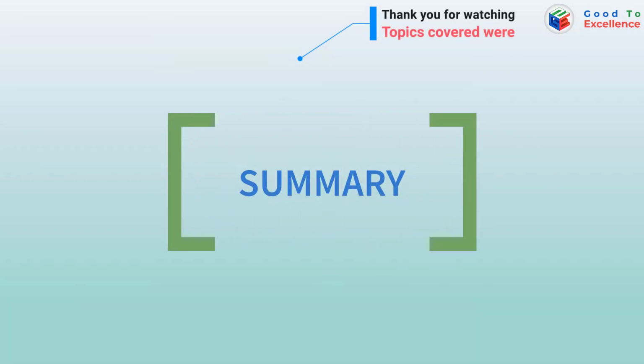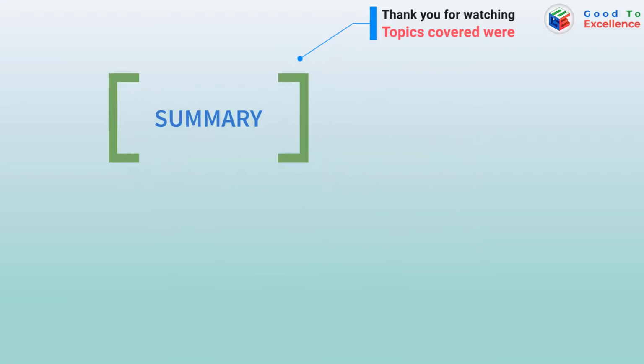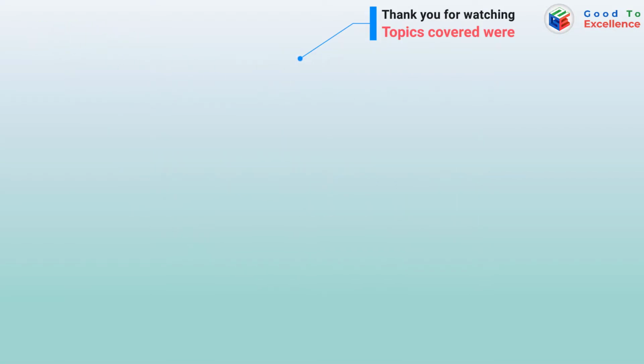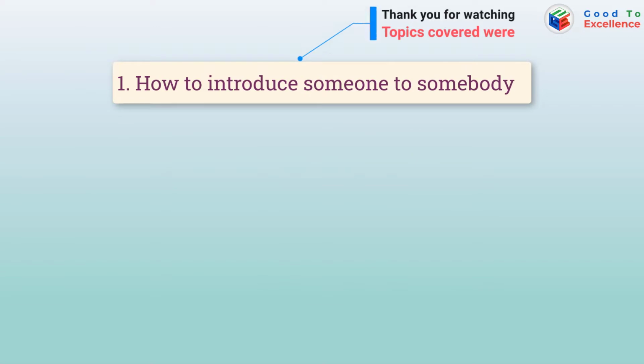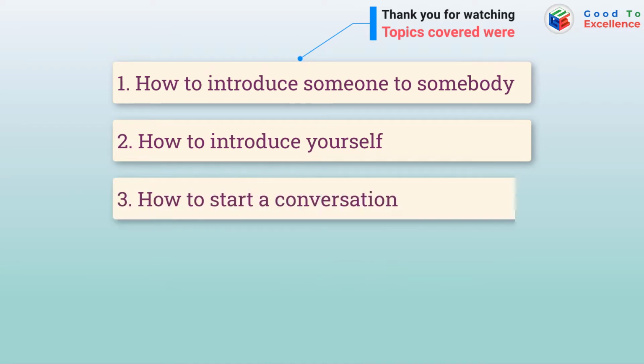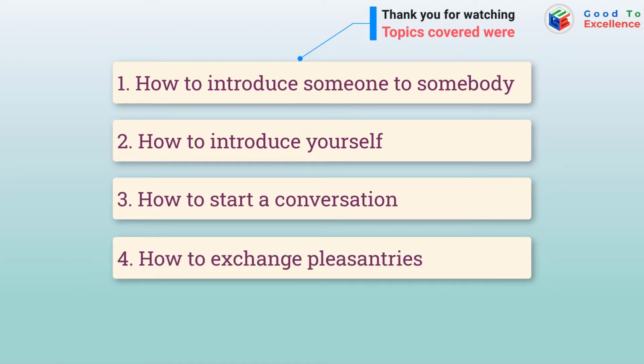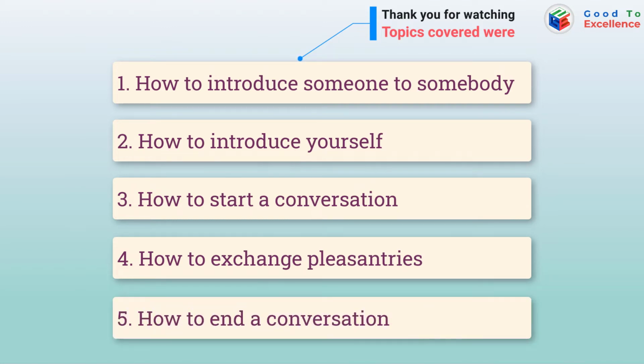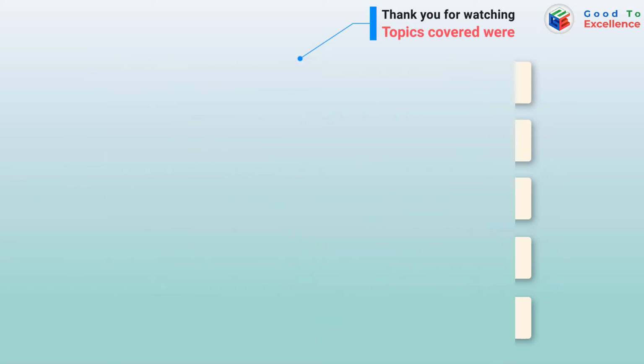We are sure you liked this short video. We have covered many aspects of English communication in this video, which included these topics. 1. How to introduce someone to somebody. 2. How to introduce yourself. 3. How to start a conversation. 4. How to exchange pleasantries. And lastly, 5. How to end a conversation. I hope you enjoyed this lesson.